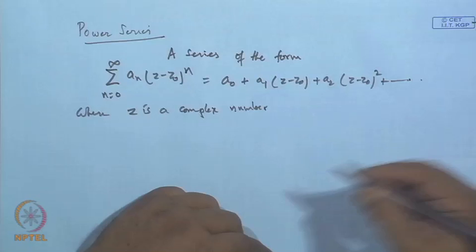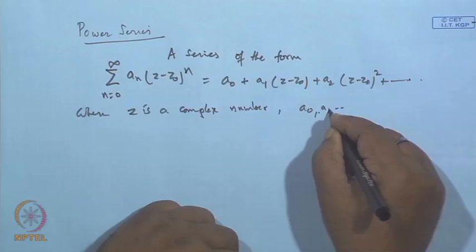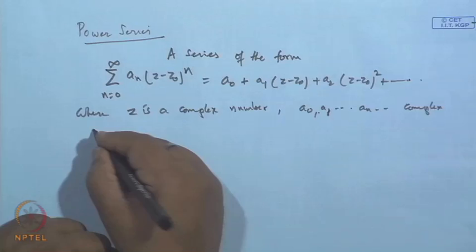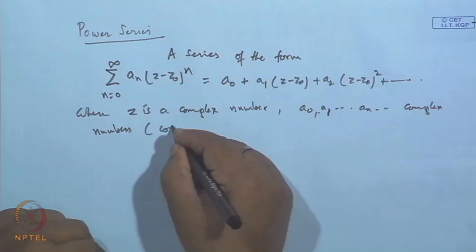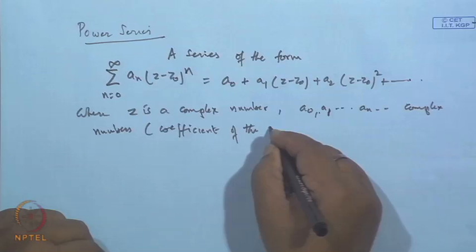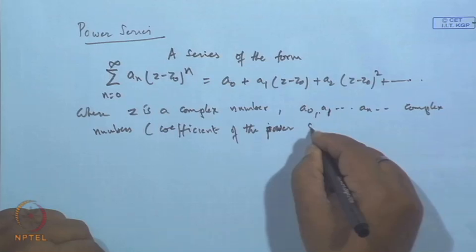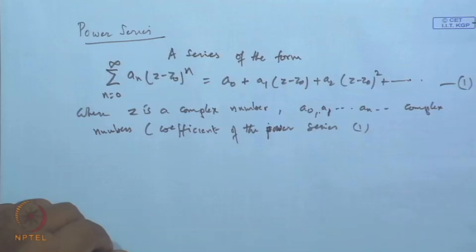Complex variable. a naught, a 1, a 2 are all complex numbers, and these are known as the coefficients of the power series, let it be this one, power series 1.